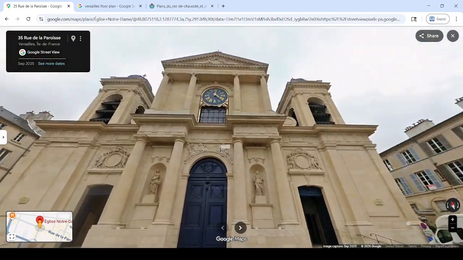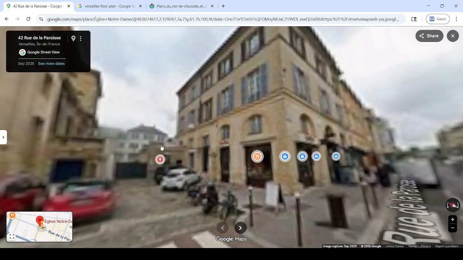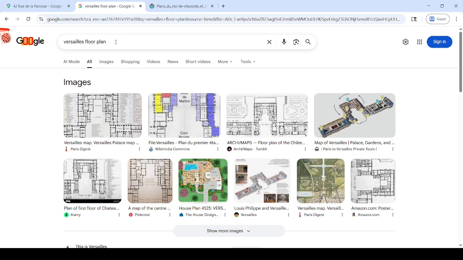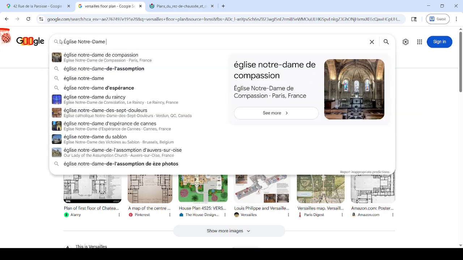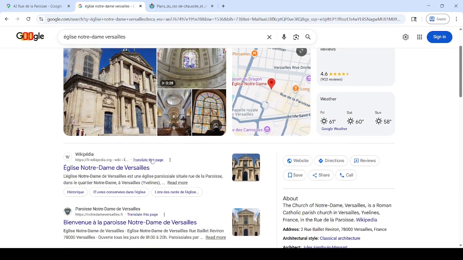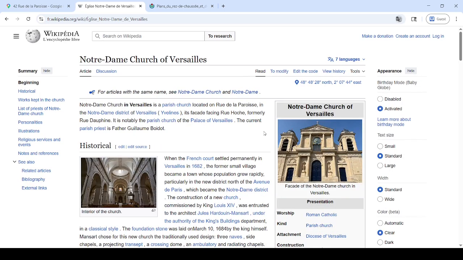So here we have a good idea of what the facade looks like, a good idea of the color for the building. I'll probably use sandstone. Let's see a little bit of the history. We even have a nice picture of the interior.